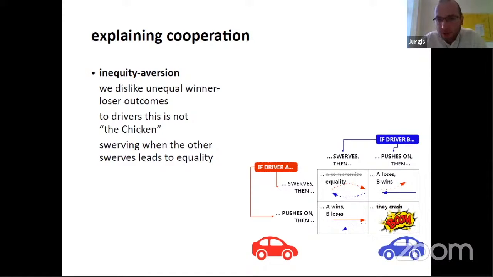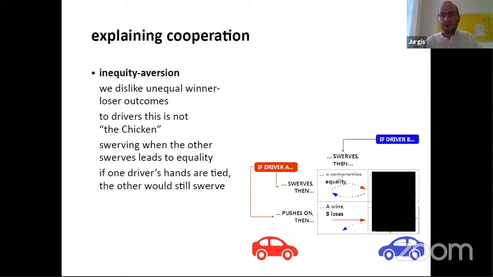So a matter of swerving here by both drivers is not really a matter of a compromise, but it's a matter of equality. People prefer the outcome which is equal to the outcome which is unequal.